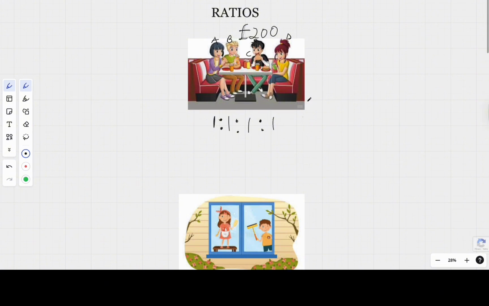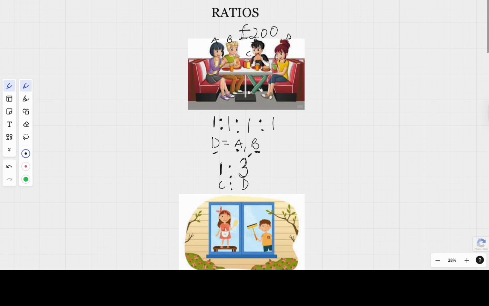Let's look at a situation where D, being a good friend, says, I want to pay for A and B. If you want to write down the ratio of how many parts D would pay, D will end up paying 3 parts, because she pays hers, and also pays for friend A and friend B. And then C will pay his part, so it's C is to D. C ends up paying 1 part, and D ends up paying 3 parts.